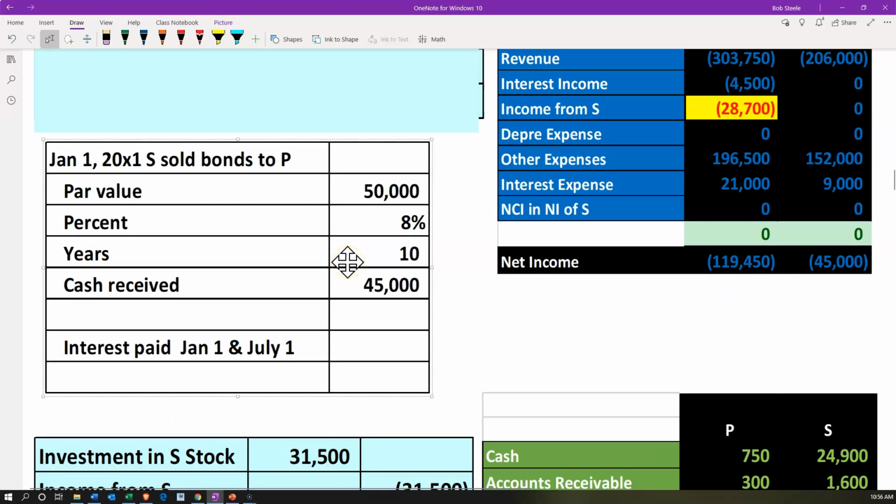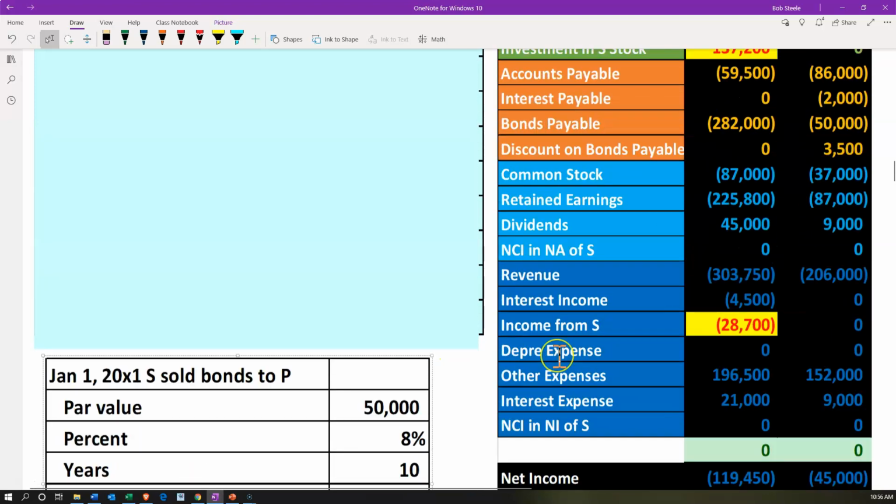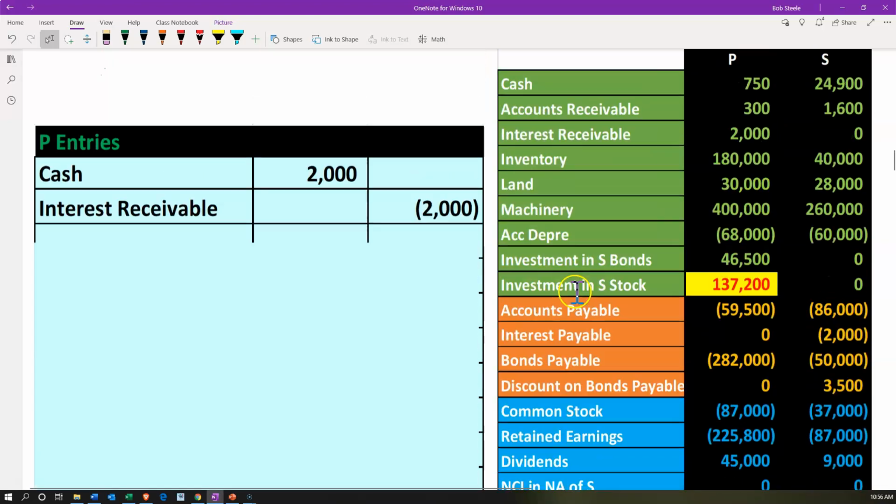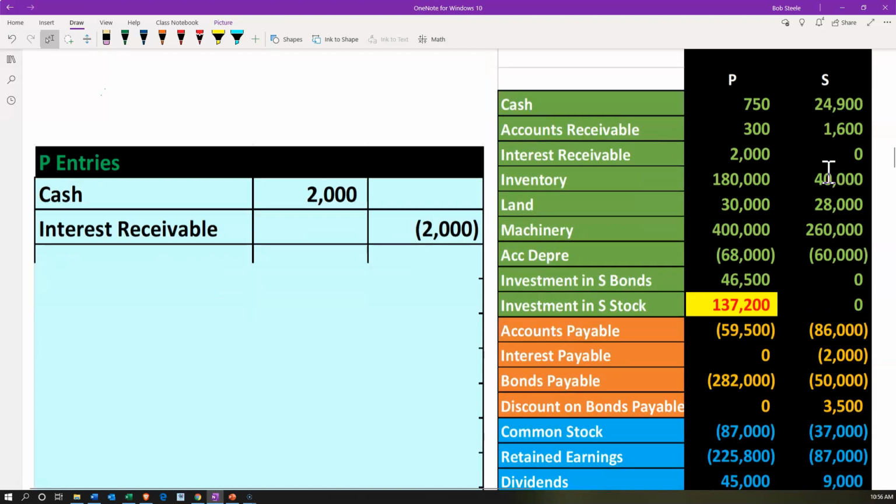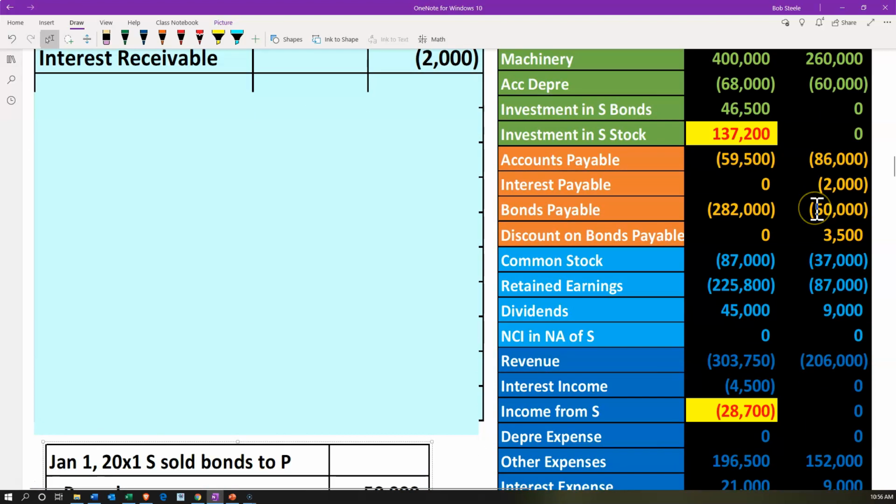The term is going to be 10 years, and they were issued at 93. That means there's a discount on the books, and the interest is going to be paid January 1st and July 1st. So let's consider the accounts that we see on the books. S is the one that issued the bonds to P, so P paid S for the bonds.